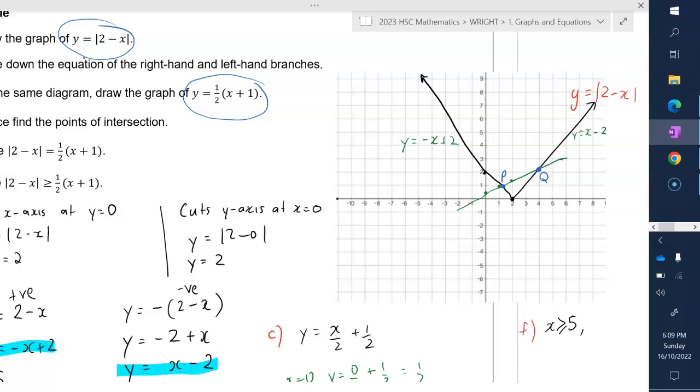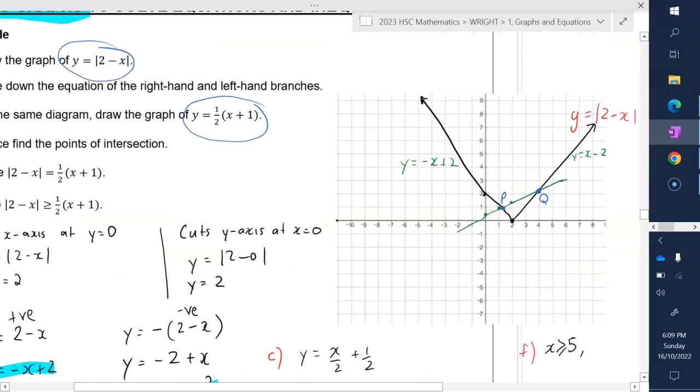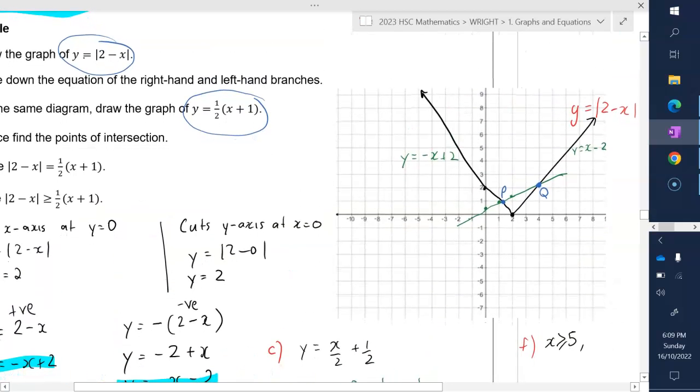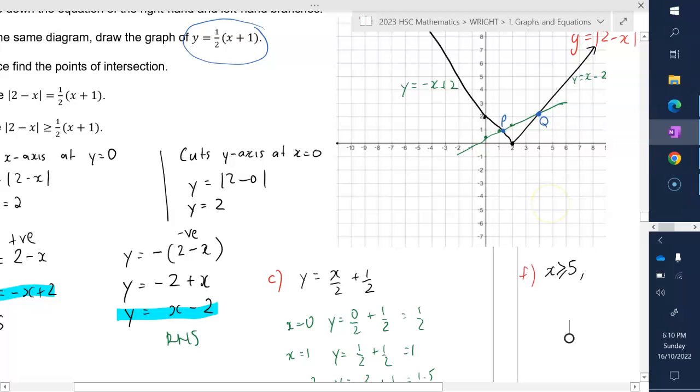And also at P, and our P was 1, 1, so an x is 1. So values of x equal to 1 and less than 1. Oops. So when x, sorry, my stylus is mucking up at the moment. X is less than or equal to 1.